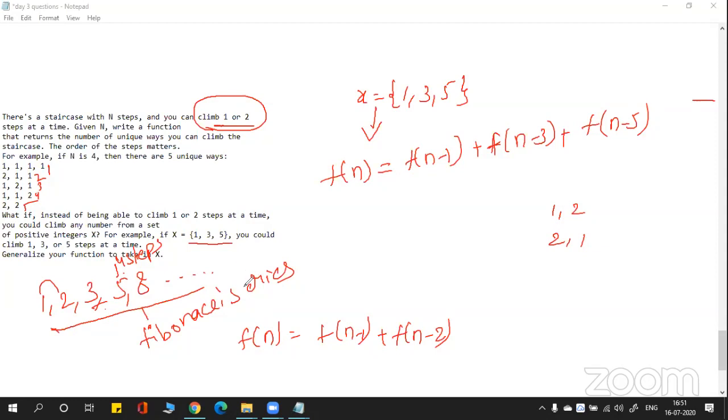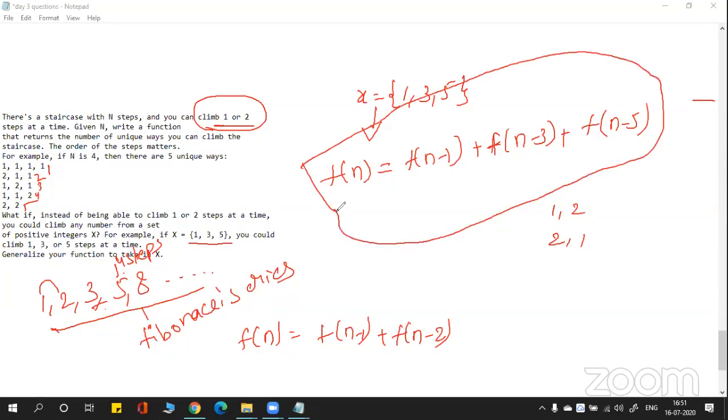This is also about a pairing question. For friends pairing also, it will be of the same type: either two friends or three friends. Fine, we'll see that question later. This is the logic: Fibonacci series of n is equal to n minus 1, n minus 3, and n minus 5. Now write down the logic for this question.